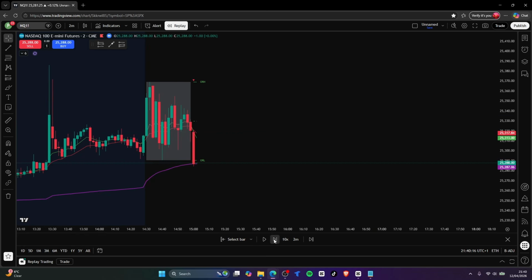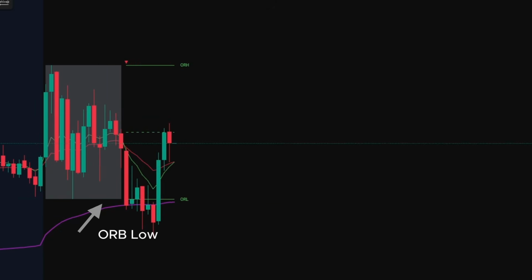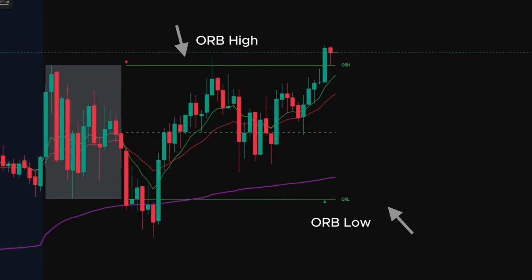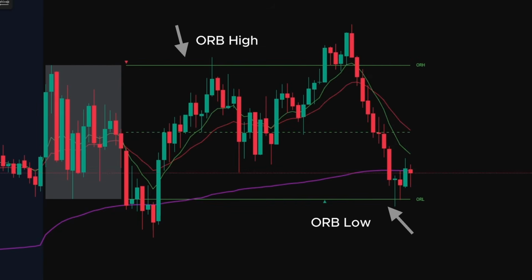Now, let's talk about the ORB range. When price is inside this range, what you'll notice is that the top and the bottom act like magnets. If price hits off the ORB low and bounces, there's a good chance price will eventually hit off the ORB high. It's essentially just ping-ponging between levels.